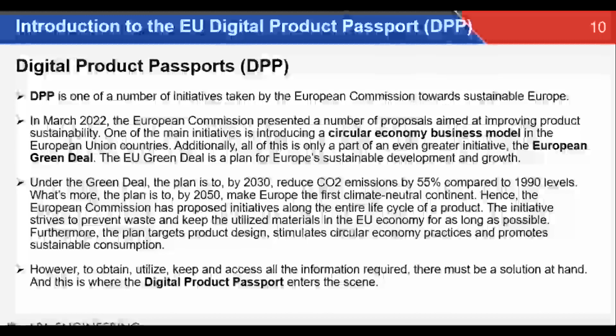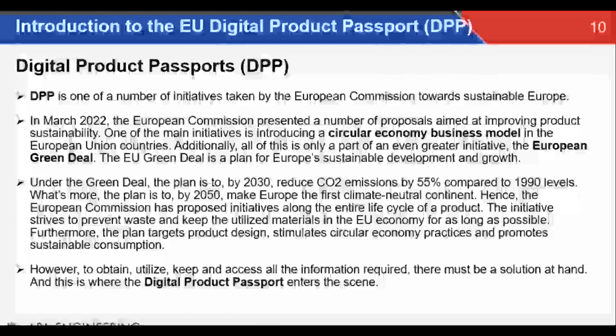So now we'll move to the digital product passports. The digital product passport is one of a number of initiatives taken by the European Commission towards a sustainable Europe. In March 2022, the European Commission presented a number of proposals aimed at improving product sustainability, that is the ESPR proposal which we just looked at. And one of the main initiatives is introducing a circular economy business model in the EU to reduce the adverse environmental side effects resulting from extraction, use, and disposal of natural resources.